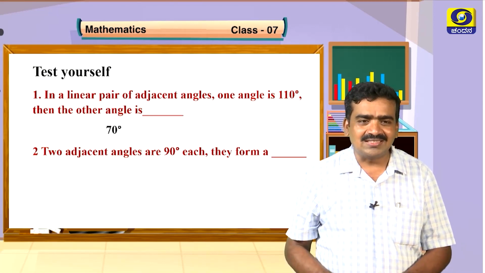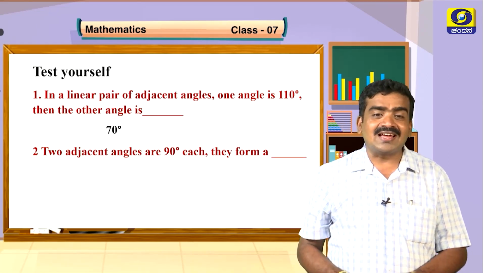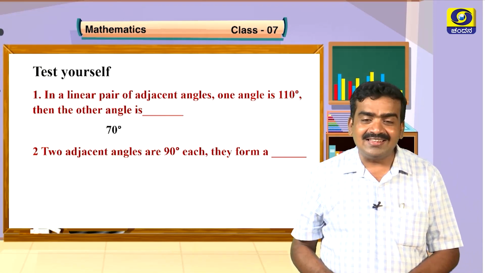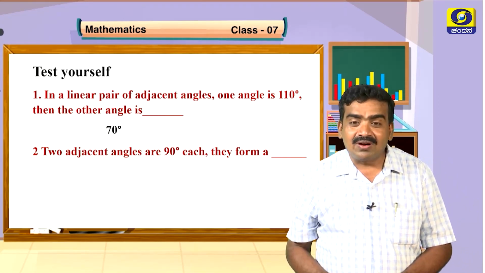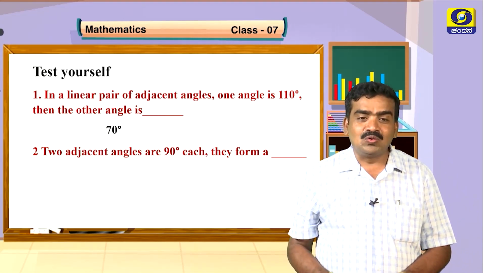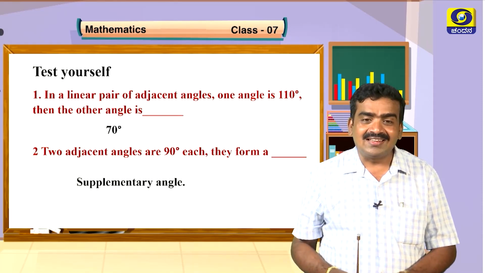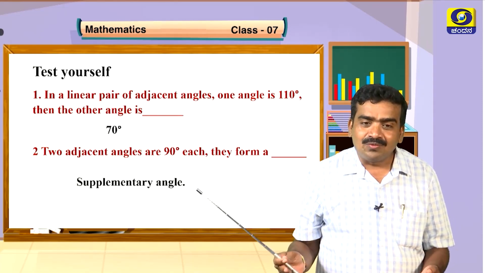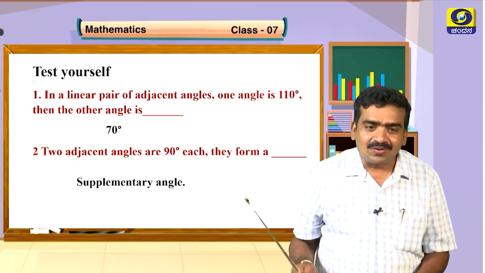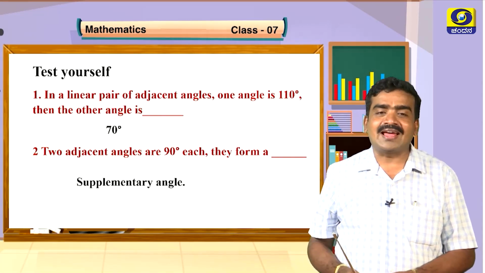The second question is, two adjacent angles are 90 degrees each. They form what? Yes, two adjacent angles are 90 degrees each. Their sum will be 180 degrees. Therefore, they are nothing but supplementary angles.